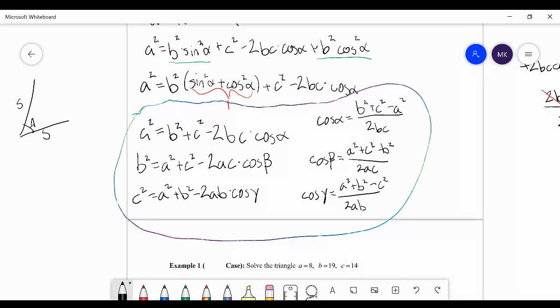Now, on your note sheet, I believe it only has the first 3 laws of cosine where we have a squared equals b squared plus c squared minus 2bc cosine alpha. It doesn't have these isolated ones for cosine. So that may be something that you may want to do. You may want to have that written down on a note sheet or something like that.